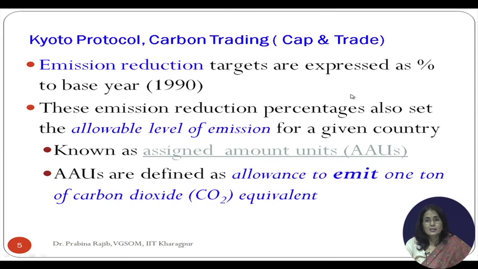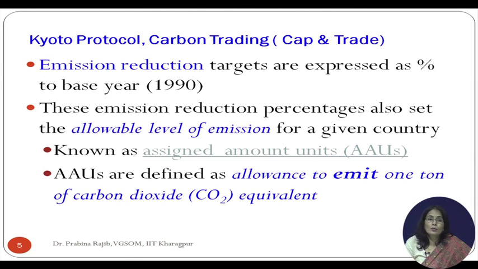Let's take an example to understand this. The emission reduction targets were expressed as a percentage of the base year GHG emission level. So let's say a country's GHG emission was X tons in the year 1990, and the country agreed to reduce this GHG emission by, let's say, 8%. The country agreed to reduce the GHG emission by 8%, and this reduction is going to happen within 5 years, that is from 2008 to 2012.